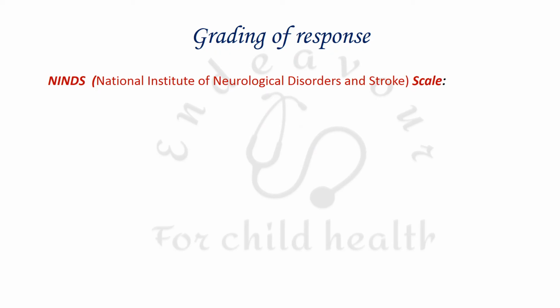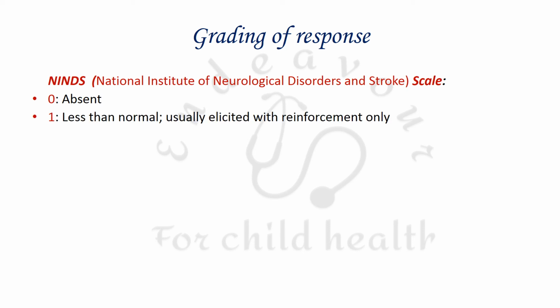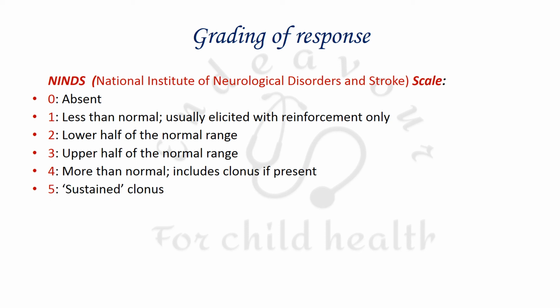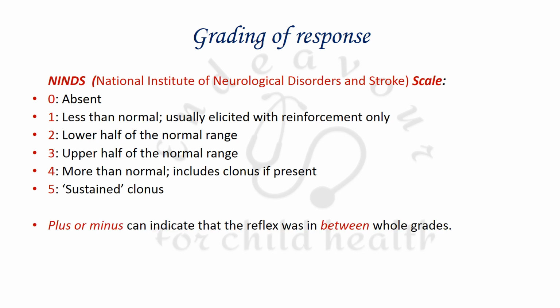Now, the National Institute of Neurological Disorders and Stroke has given a scale for grading the response. Rather, it is very subjective, but we use this scale for grading the response clinically. 0 is no reflex, 1 is less than normal, 2 is lower half of the normal range, 3 is upper half of the normal range, and 4 is hyperreflexia. It is more than normal, and it sometimes includes clonus if present. 5 is sustained clonus. We will see in the next video what clonus means.